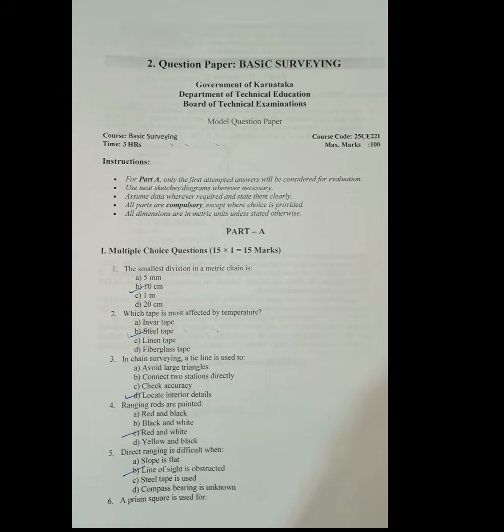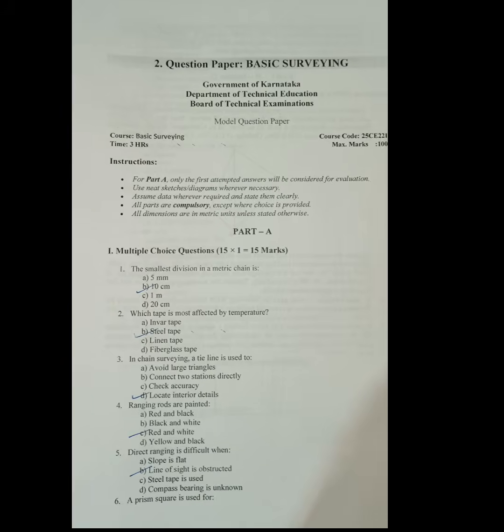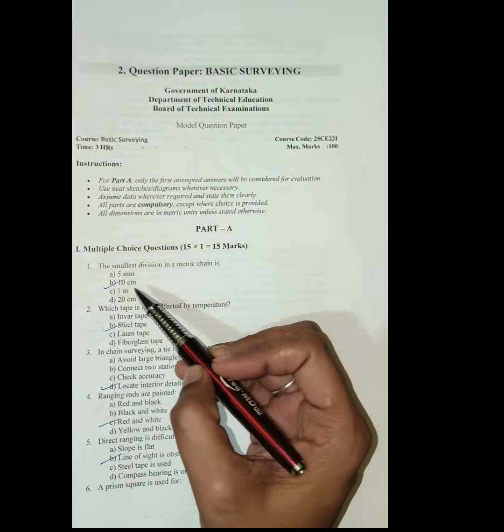So this is the second model question paper of basic surveying. First we'll discuss 15 MCQ questions. In the first one, the smallest division in a metric chain is 10 centimeters. So this is the smallest division of a metric chain, that is 10 centimeters. That is, option B is correct.